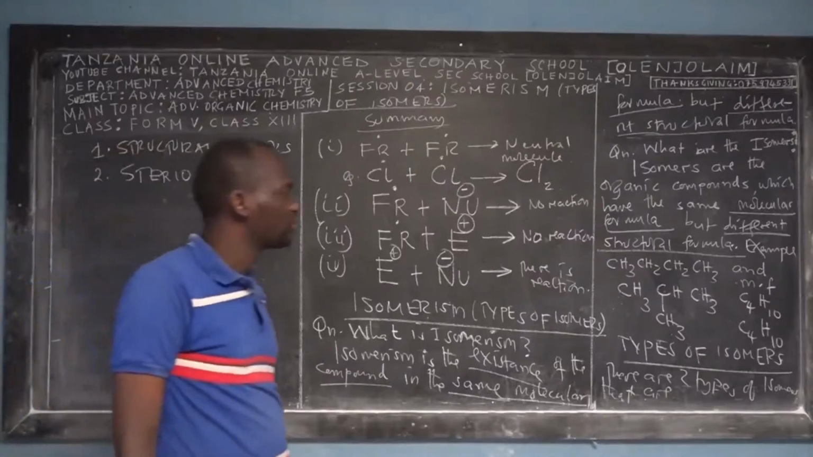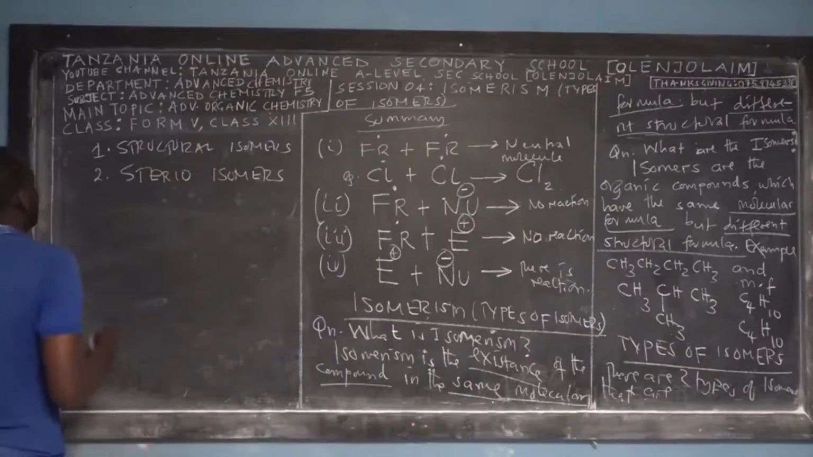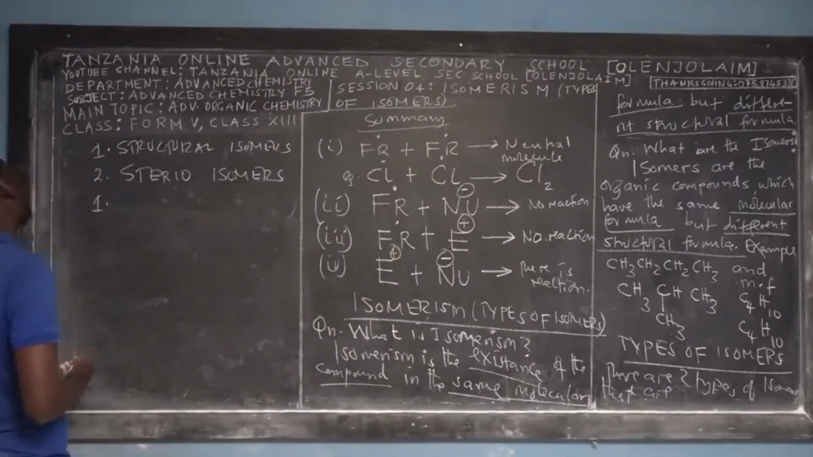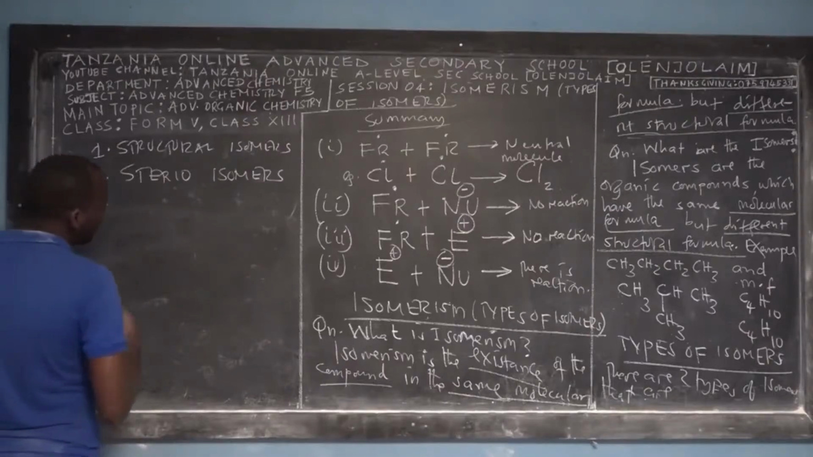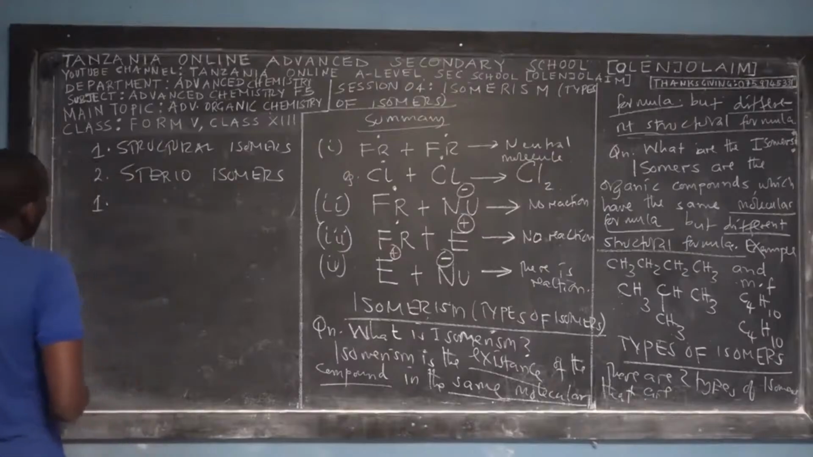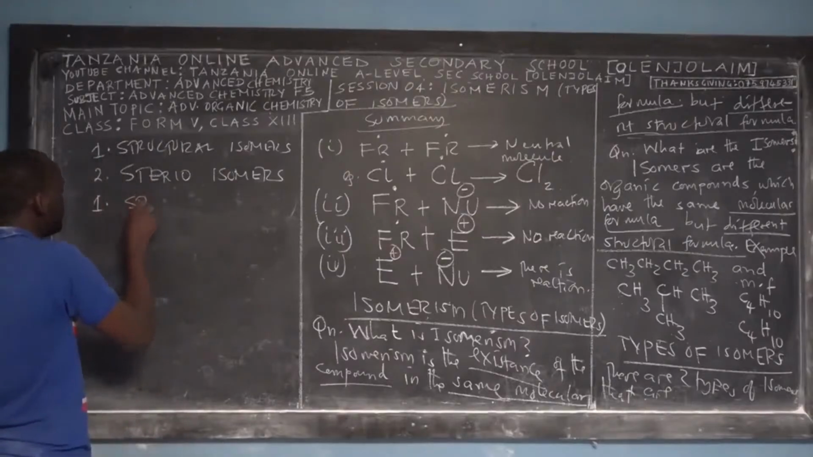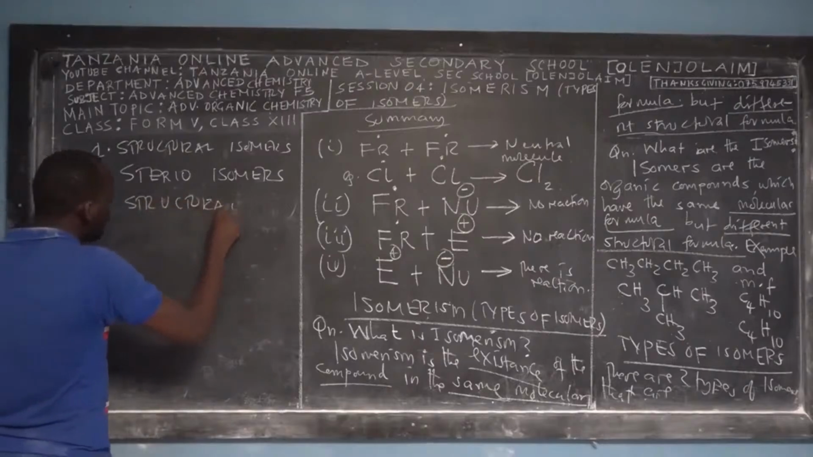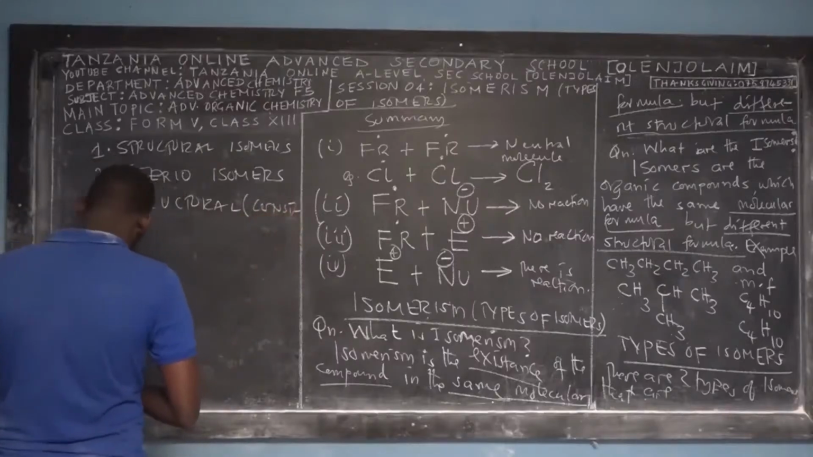Stereoisomers. So we have structural isomers and stereoisomers. Let us go in detail. According to these contents, we may cover only structural isomers. And stereoisomers may be left as homework for you for private study. Let us go to the structural, or we call it constitutional.